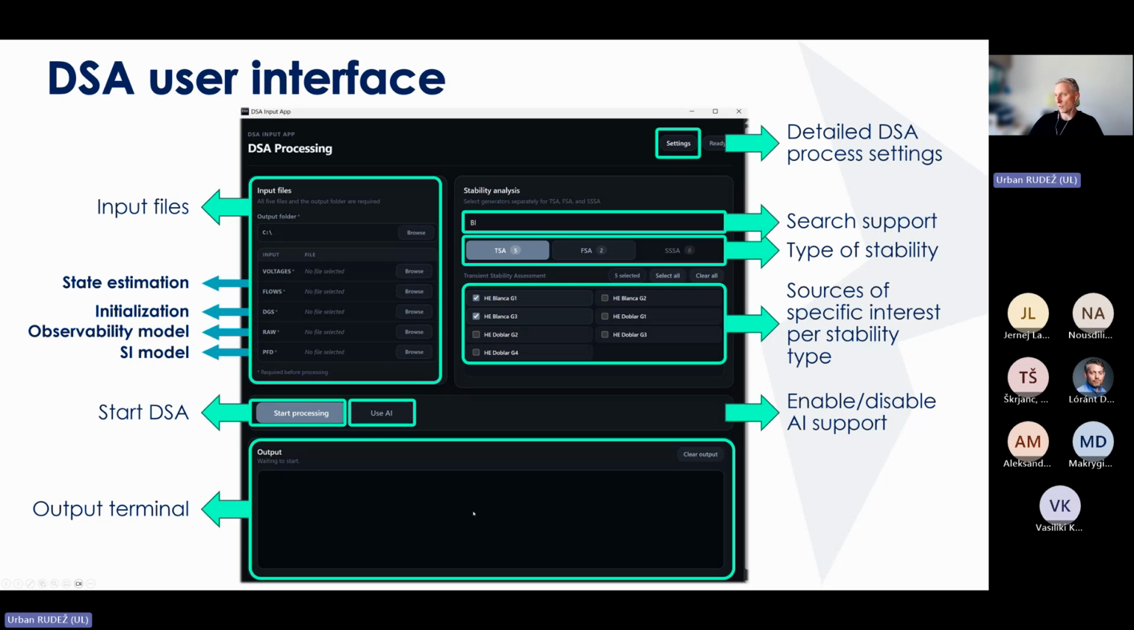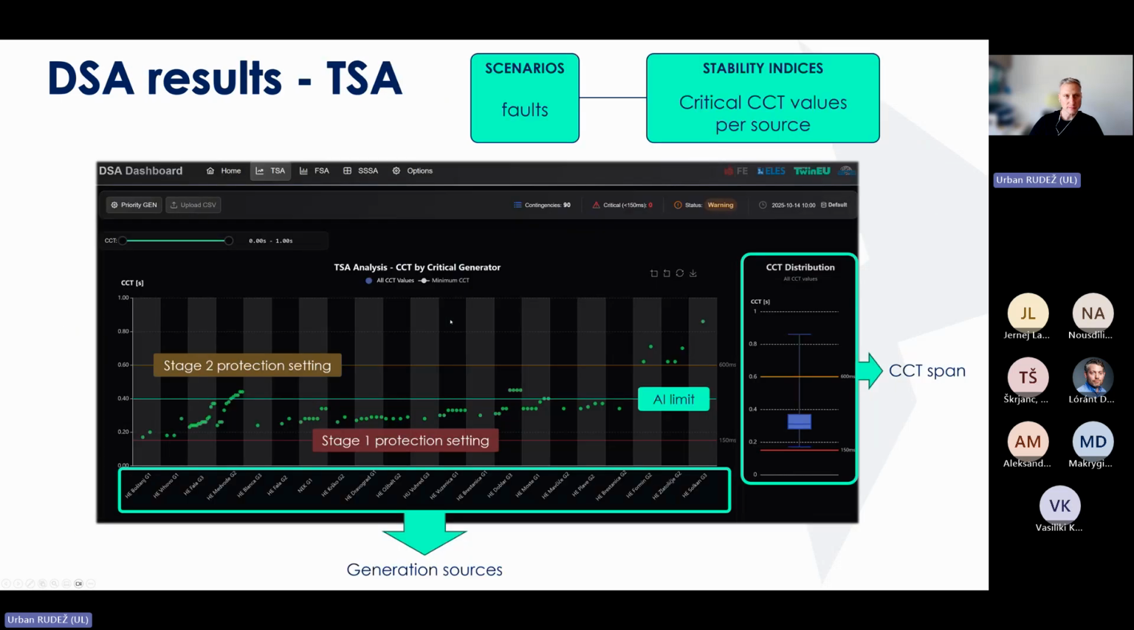In the output terminal, you have the information on which phase of the process the DSA currently is in. And once the results are complete, we're plotting them in quite an innovative way. This is the representation of the results of the transient stability assessment. The scenarios being simulated are three-phase faults, and the stability indices are critical clearing times per individual source. On the horizontal axis, we're plotting individual sources, and on the vertical axis, we're plotting the CCT as an index. And you can see this horizontal line, the AI limit.